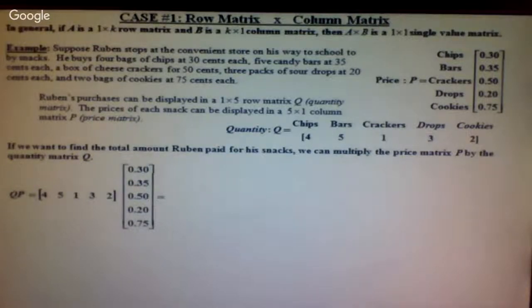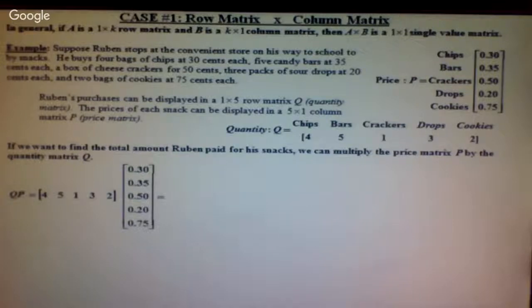So it's talking about Ruben that goes to the convenience store. He's buying 4 bags of chips. So we put a 4 for chips. He bought 5 candy bars. He bought 1 box of crackers, 3 packs of sour drops, and 2 bags of cookies. So they created a quantity matrix that is a row of all of the stuff that he bought. Then he made a column matrix, which is all of the prices for all of the items.